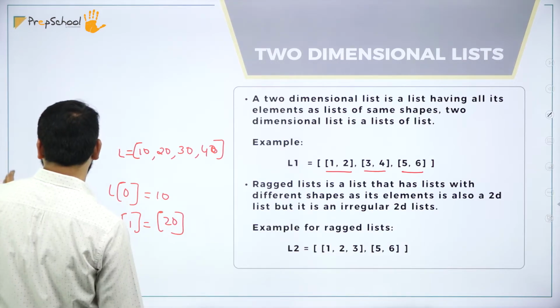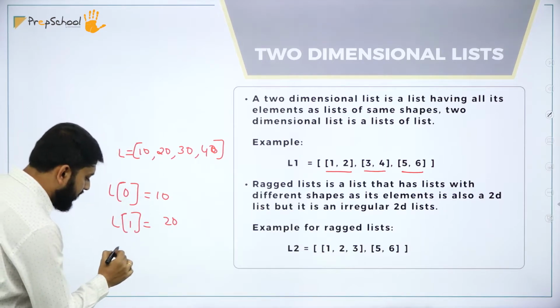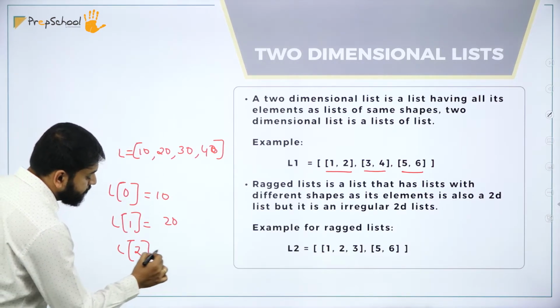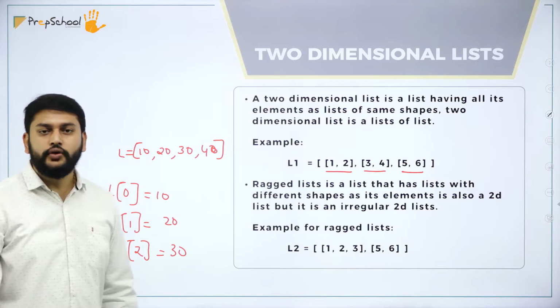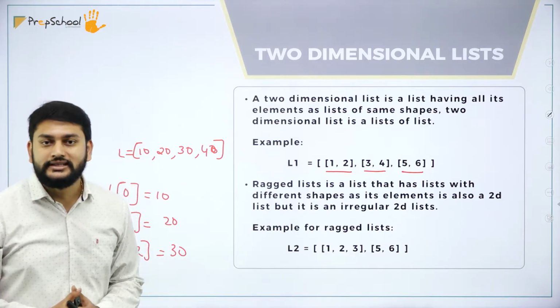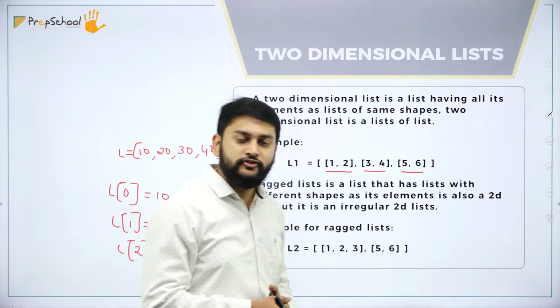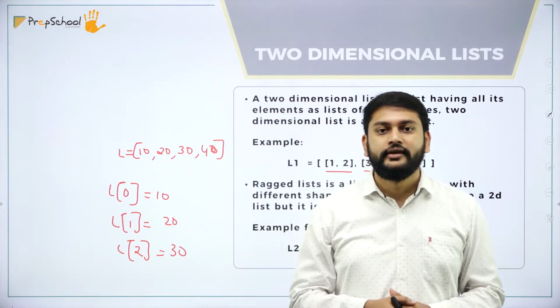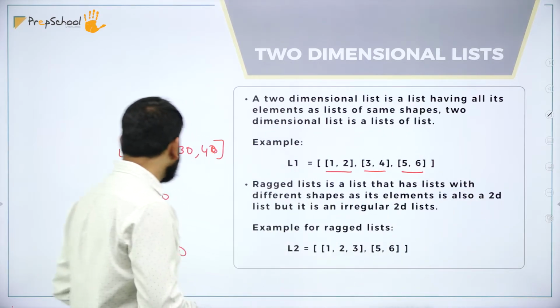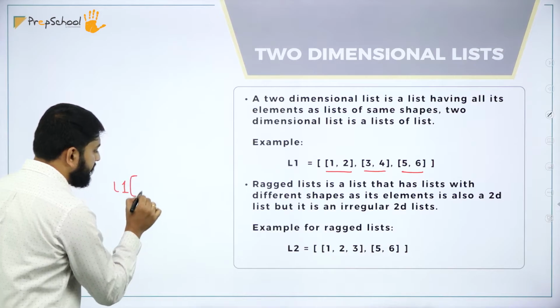I'm not supposed to write the square bracket here. Let me just erase it for all of you. How do we write for 30? So L of 2 is equal to 30. So this is how we write the index for the one-dimensional list. Now how do we write the index for a nested list? Let's check that, right? What do I have to write here? I have L1 of 0.